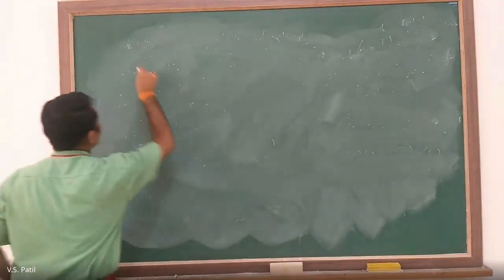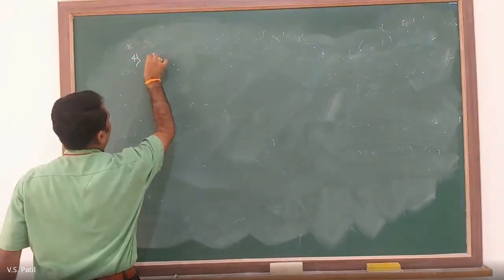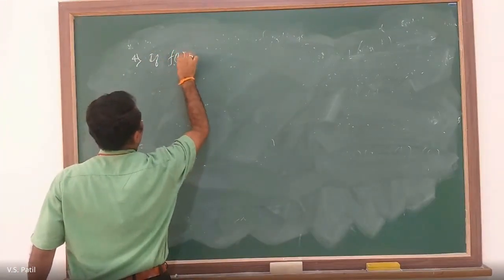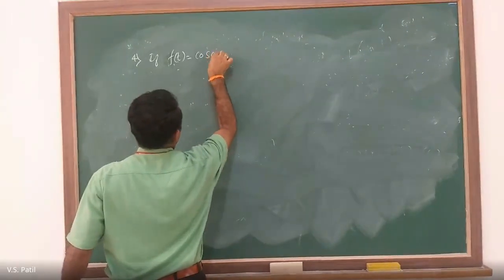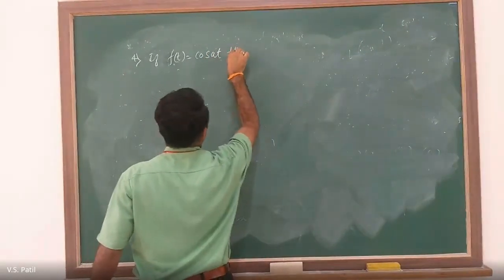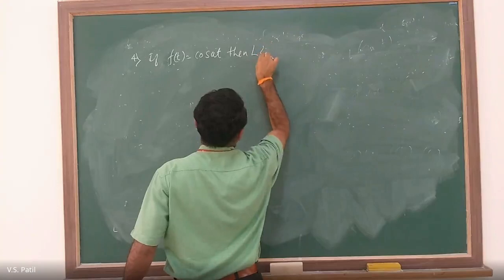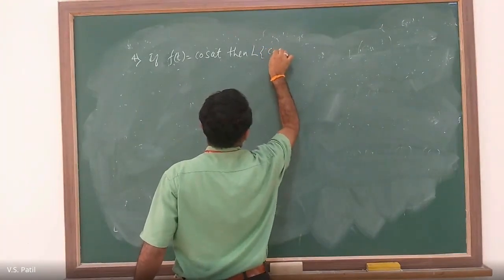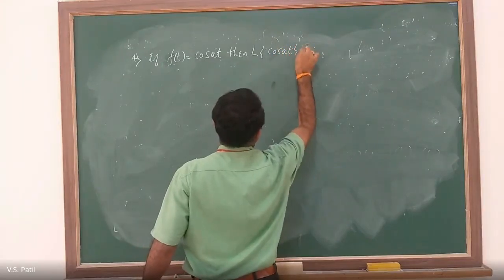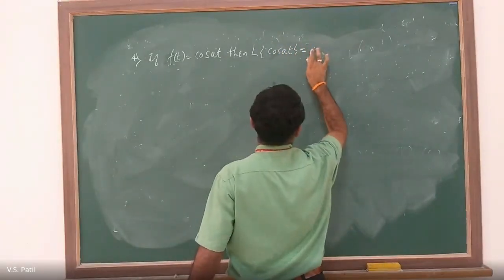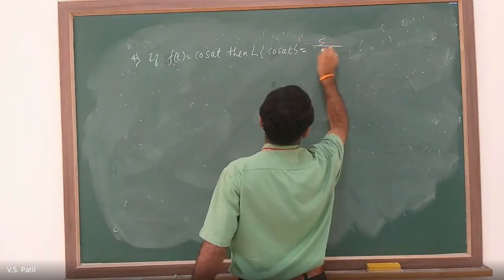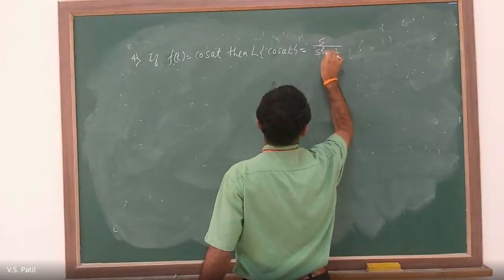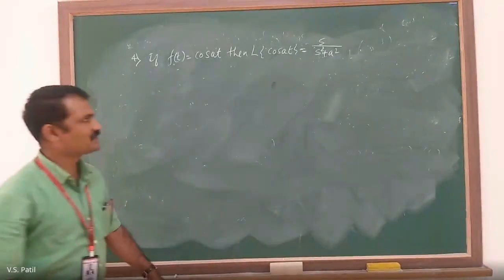Okay. Number 4. If f of t is cos A into t, then Laplace transform of cos A into t. What do you expect? This will be S divided by S square plus A square.